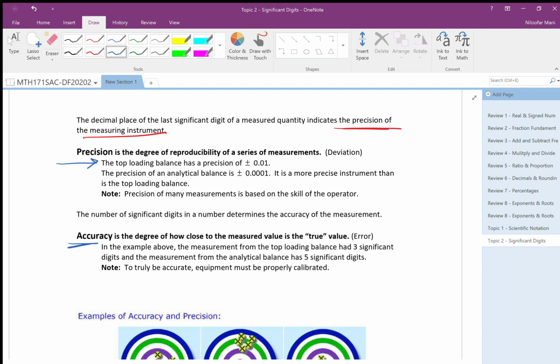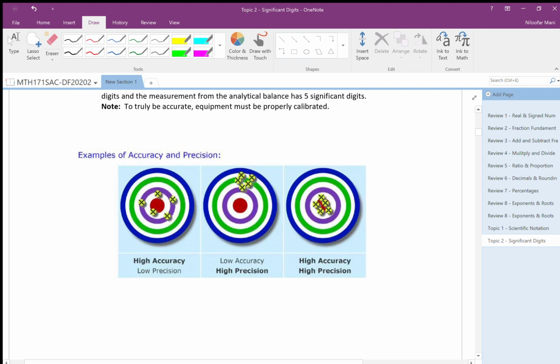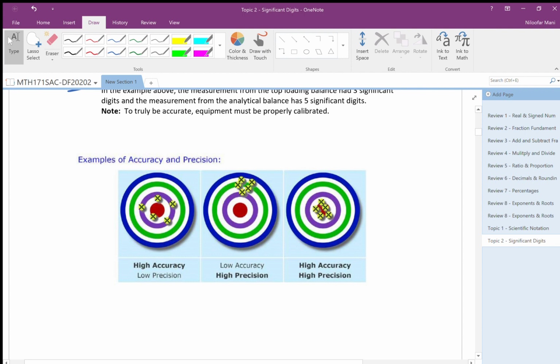So precision is important because you are just seeing how the values are close to each other. Accuracy is how close the value is to the actual value, but sometimes maybe we don't have access to the actual value. If I want to show you with pictures here, I can say these yellow dots are measured values and the red one is the actual value.